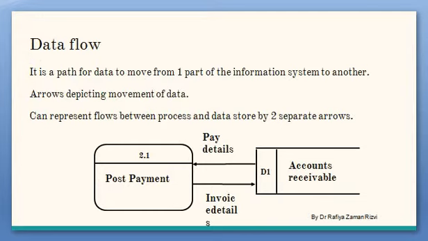Then next we come to data flow. It is a path for data to move from one part of the information system to another. Okay, so these arrows represent data flow. So here data is firstly flowing from the process to the data store and then back from the data store to the process. Okay. An arrow depicting movement of data can represent flows between process and data store by two separate arrows. Okay.